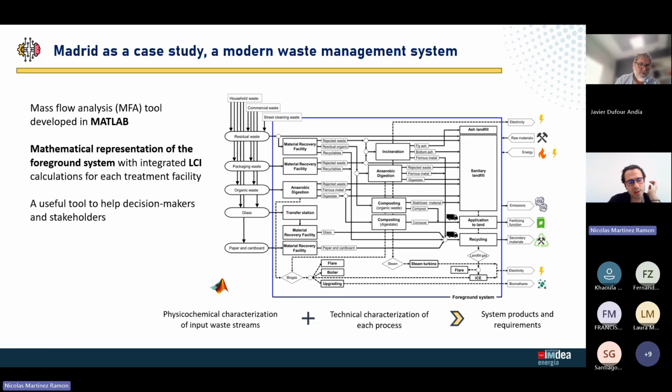So what we did was to translate it into a mathematical model that enabled us to connect the physicochemical characterization of the waste going into the system with the technical characterization of each process, the ones that I mentioned, that compile the whole waste management system to generate the system products and requirements, which are basically a life cycle inventory. This will allow us to assess different configurations and make comparisons from an environmental point of view of how changes into the system affect its environmental performance.